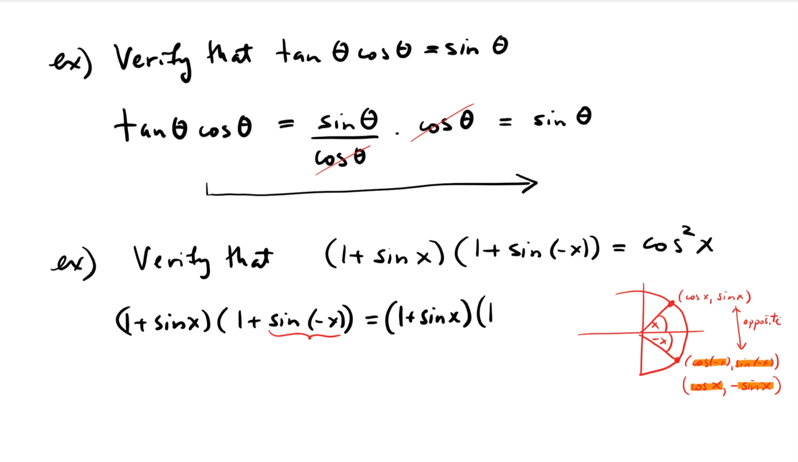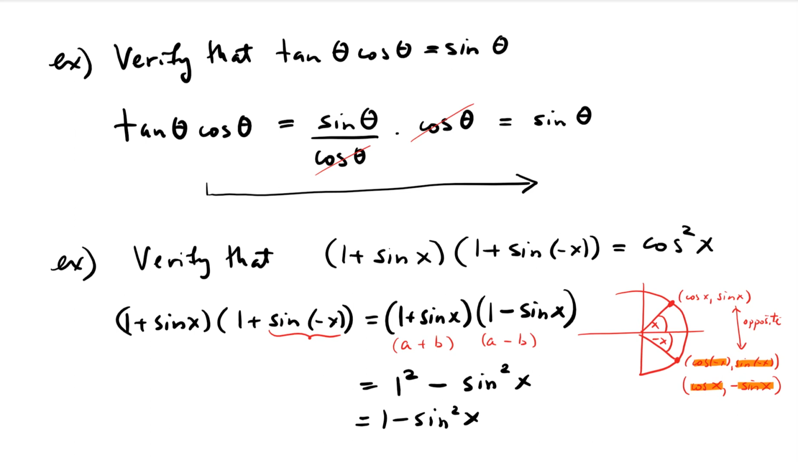So here we can replace sine of minus x by minus sine of x, like that. And then we can expand. At this point, we notice this is like a plus b times a minus b. So we can expand very quickly here. We're going to get a difference of squares, a squared minus b squared. And remember this notation, sine square x, that's the same thing as sine of x squared. So then we get 1 minus sine square x.